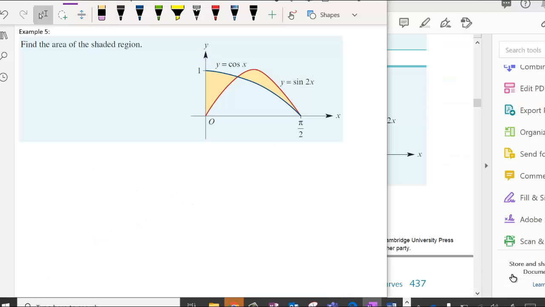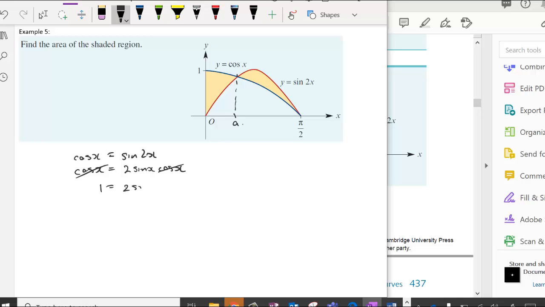So our last example, we're looking at finding the positive area between these two sections. So again, this intersect here is going to be really important. And that will occur when cos x is equal to sine 2x. Now, hopefully you can remember your double angle formulas. If not, they're on your formula sheet. Sine 2x is the same as 2 sine x cos x. And so when we cancel that, we end up with 1 is equal to 2 sine x. And therefore sine x is equal to 1/2.